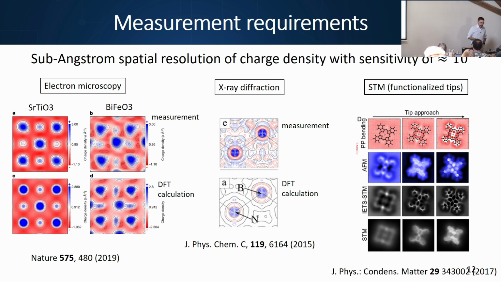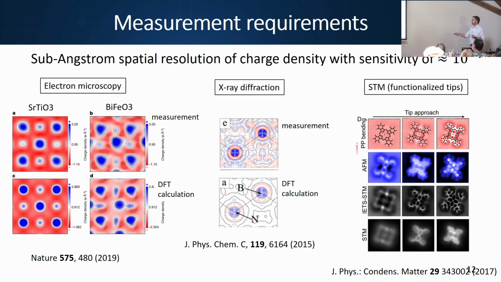So since we have the DFT results, we have a notion of how strong this effect is. And if you assume that MoS2 can withstand a certain amount of electric field, you can ask, is this measurable or not? And so our estimate is that you would need a probe of the real space density with sub-angstrom spatial resolution with sensitivity of a part in 10 to the minus 4.